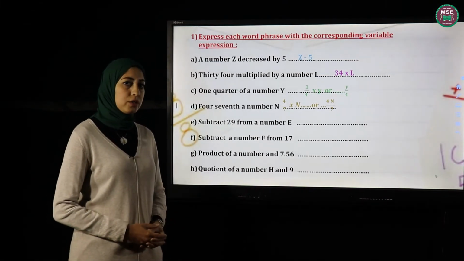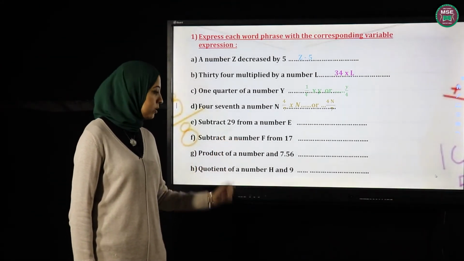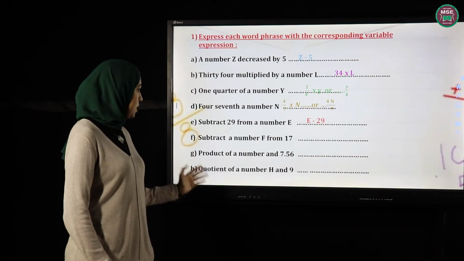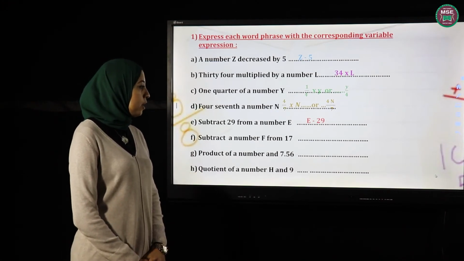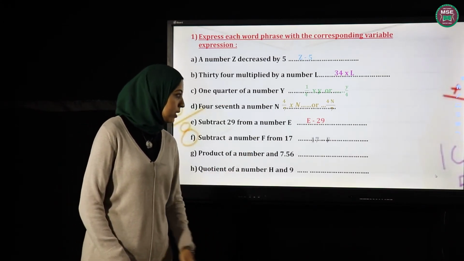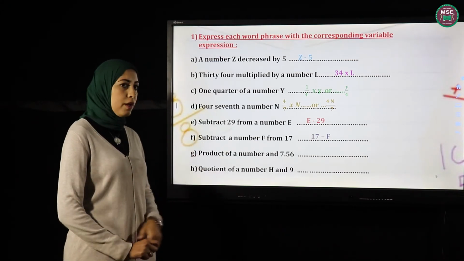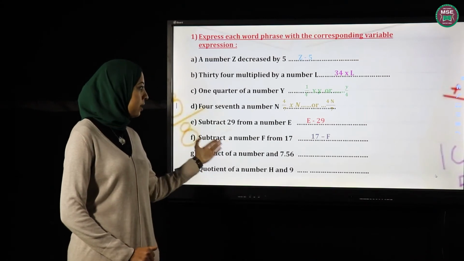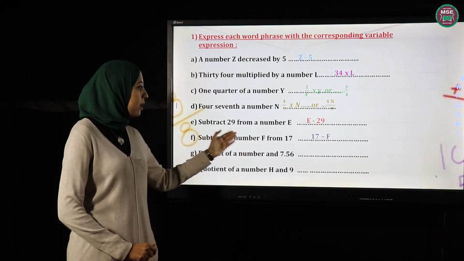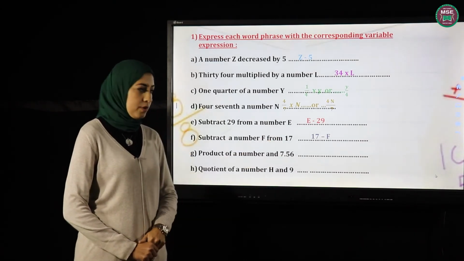Number E, subtract 29 from a number E. Here in subtraction, from a number E means what? Means my answer will start with E. E minus 29. Number F, subtract a number F from 17. From 17 means what? Means I will start with 17 minus F. Okay? Look at the two questions, E and F. In subtraction, subtract a number from E, I have to start E minus 29. Subtract a number F from 17, I have to start from 17 minus F, okay?